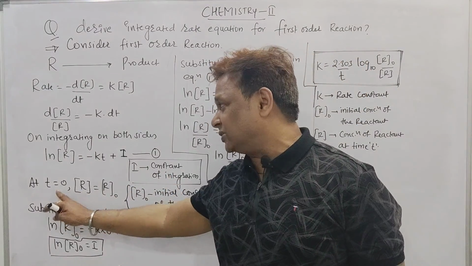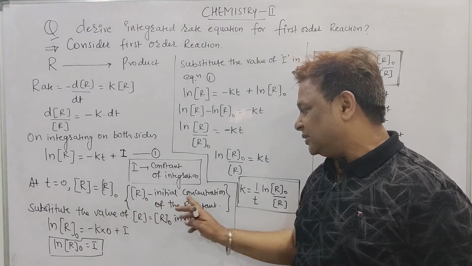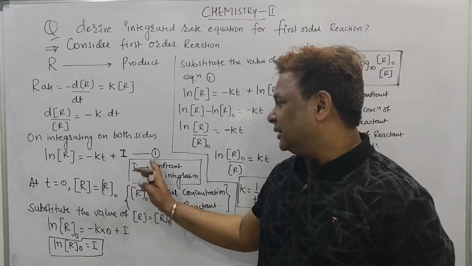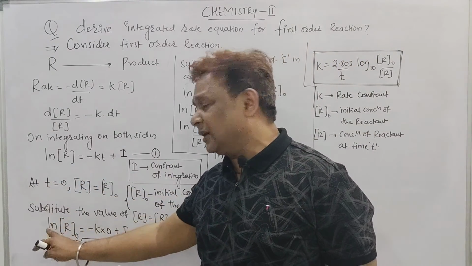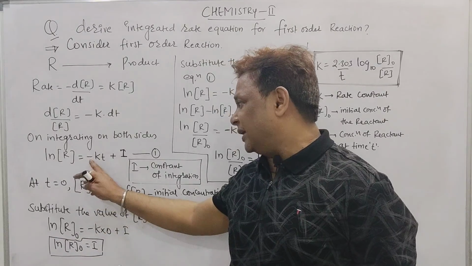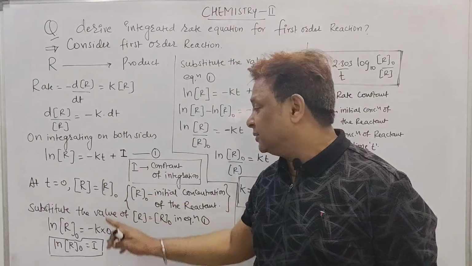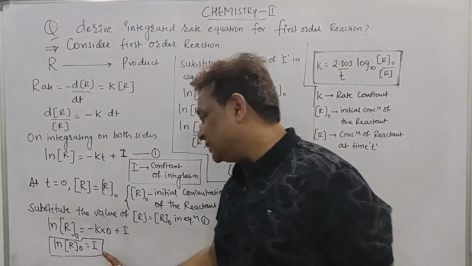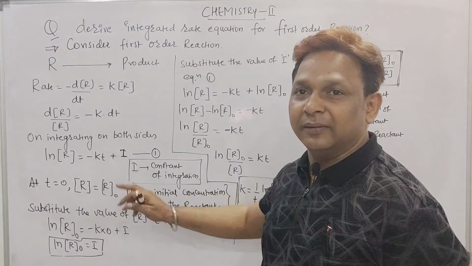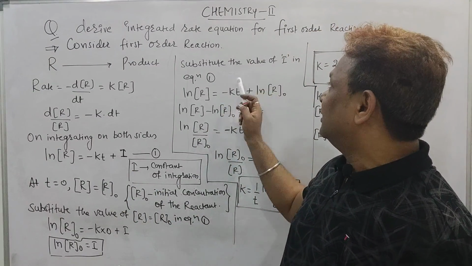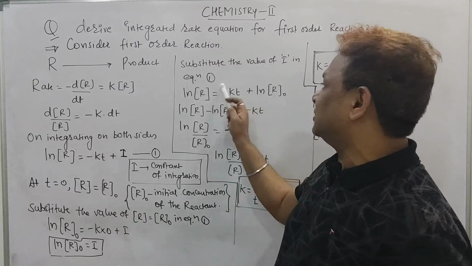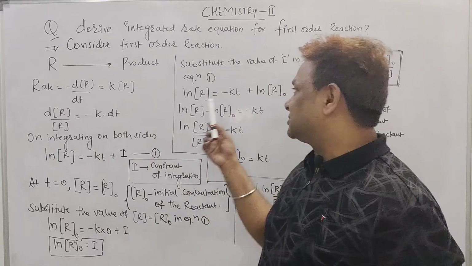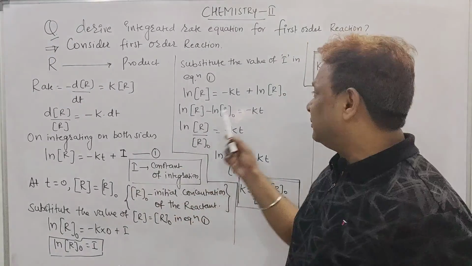Then at time t equal to 0, your R becomes R naught. R naught is the initial concentration of the reactant. So now substitute R becomes R naught in equation 1. ln R becomes what, beta? ln R naught equal to minus k into t. What is the t value? 0, plus I. The value of I I got is ln to the base e R naught. This value of I, substitute in equation 1. On substituting in equation 1, what did we get? ln R equal to minus kt. Yes sir. But plus I, beta, becomes what?